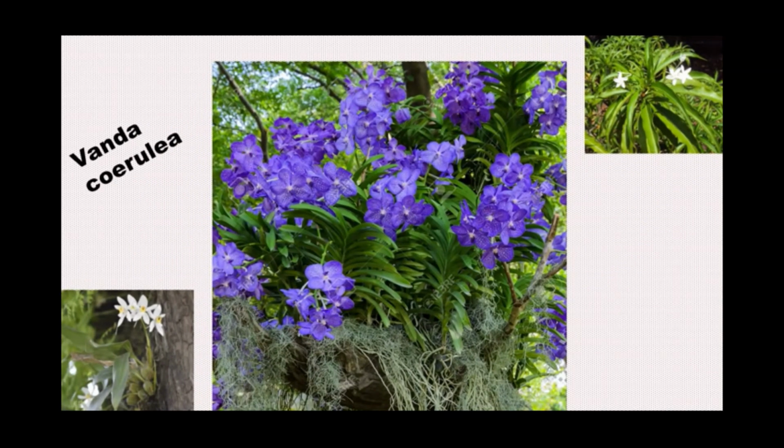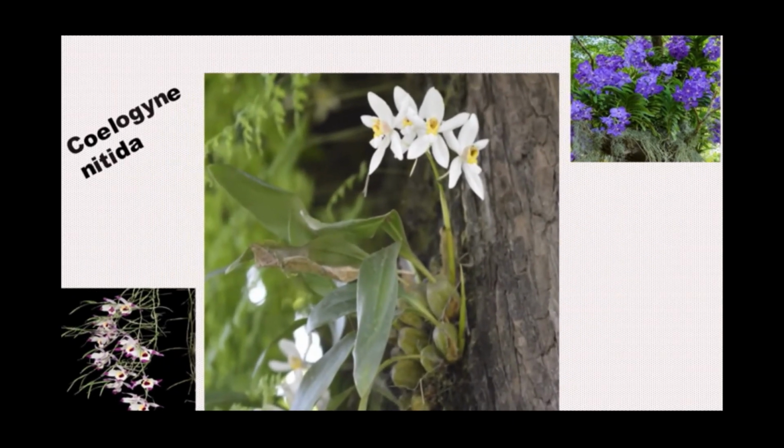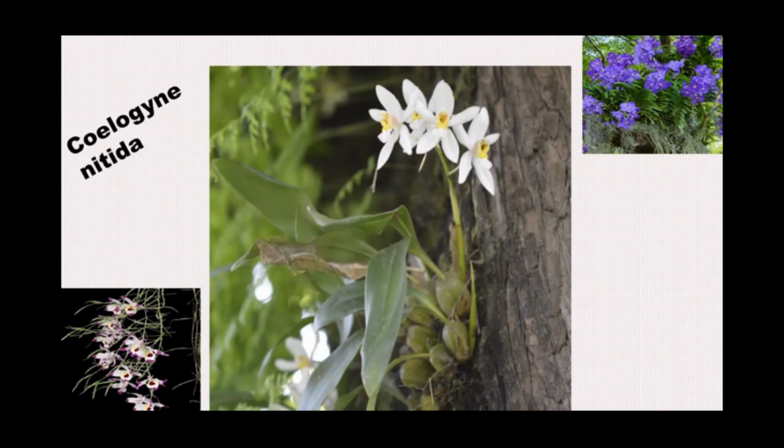Now this plant is Vanda coerulea. Now this is the blue vanda. It is also known as the autumn lady's tresses orchid, and it is the most popular Asiatic orchid. Now this also is another orchid which is found in the Himalayan regions and Southeast Asia. It is called Coelogyne nitida, and they are usually harvested for the flowers.